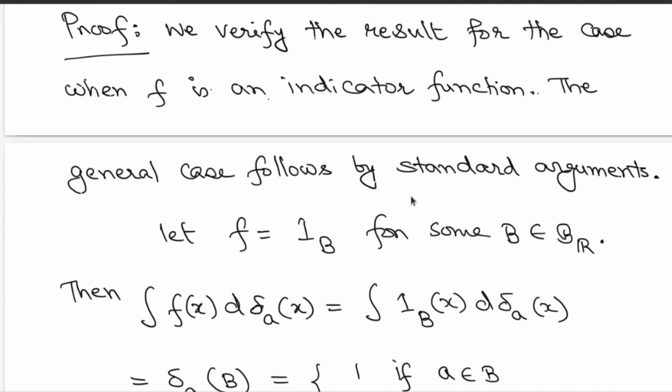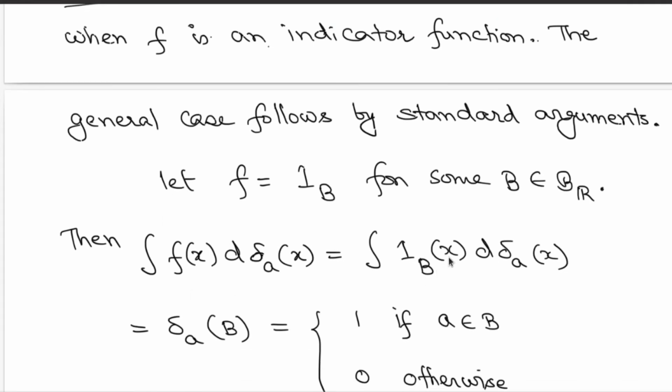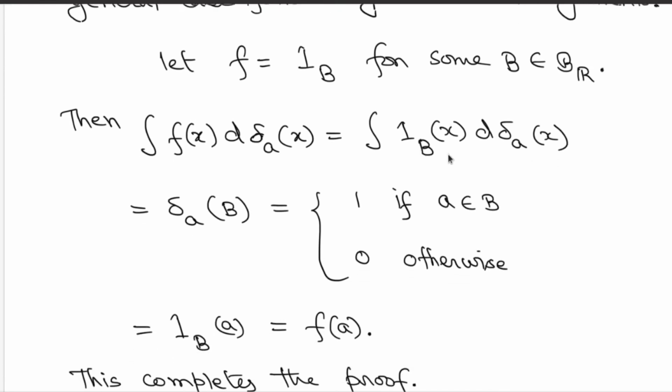So let's see this. If f is an indicator of B for some Borel set B, then put in the definition: indicator of B evaluated at the point x. Alright, but now this is nothing but the Dirac measure applied to the set B. This is as per definition. So if you integrate an indicator function, all you have to do is to look at the size of the set with respect to the given measure. So that's all you are doing.